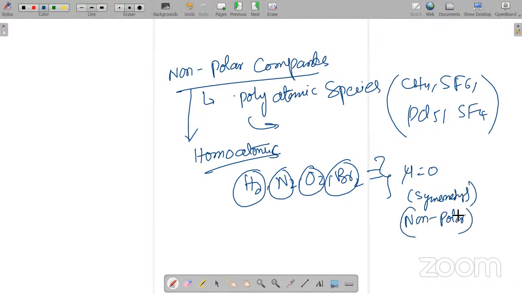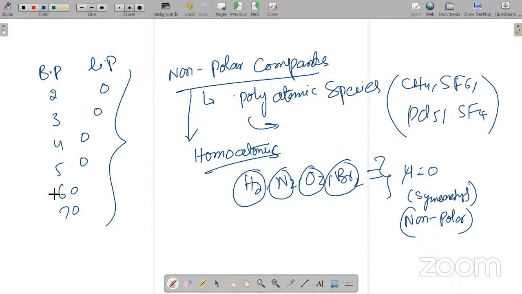I hope you guys understand. Homoatomics are non-polar. And the next one, very, very important: bond pair and lone pair. Bond pair is 2 and lone pair is 0; 3 and 0; 4 and 0, 5 and 0, 6 and 0, 7 and 0. If the bond pair is 0 and the lone pair is 7, 6 like that, then ideally the dipole moment will be 0, and all these compounds are non-polar compounds.